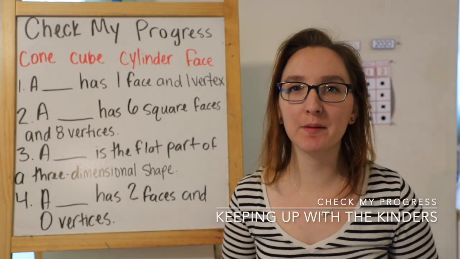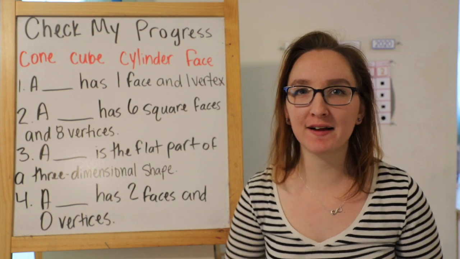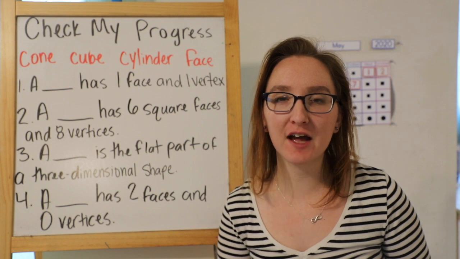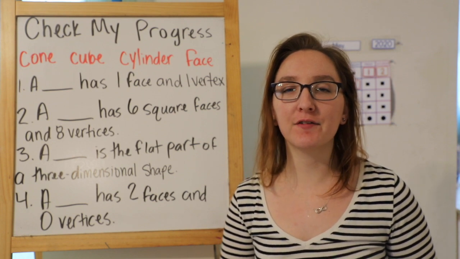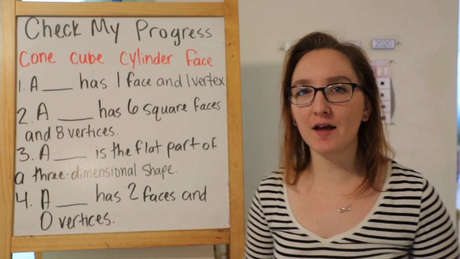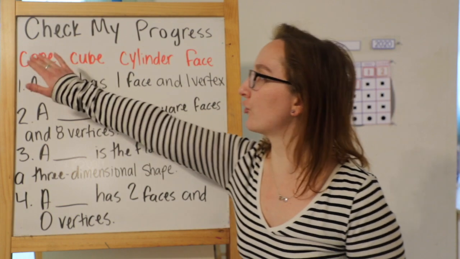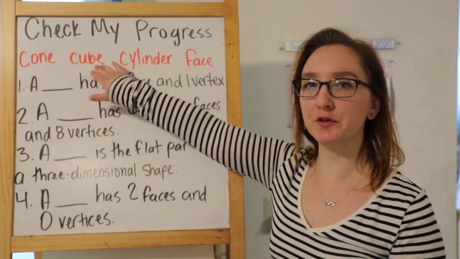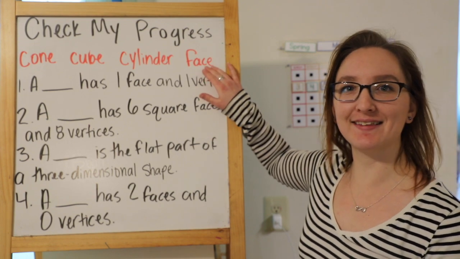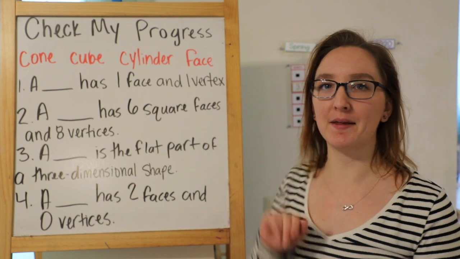Welcome to Check My Progress to see how we're doing with our cones, rectangular prisms, cylinders, and cubes. We are on page 723. The first thing that we're going to do is fill in our blanks. At the top of our page we have a little word bank with the words cone, cube, cylinder, and base. So we need to fill in these blanks with these words up at the top.